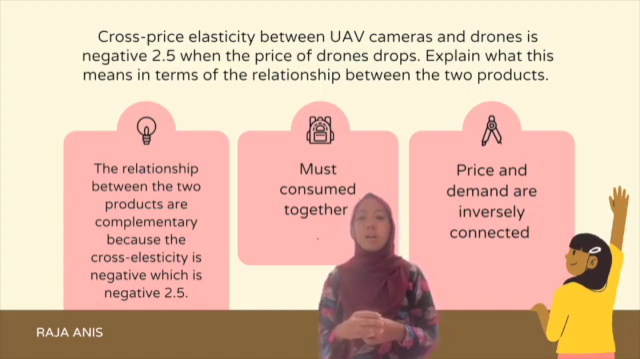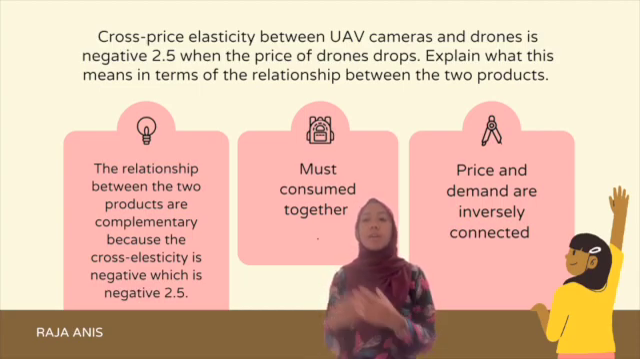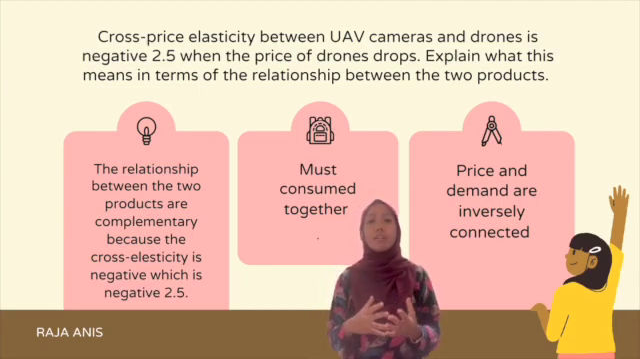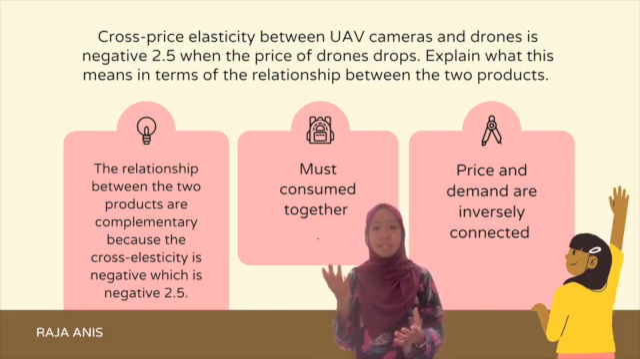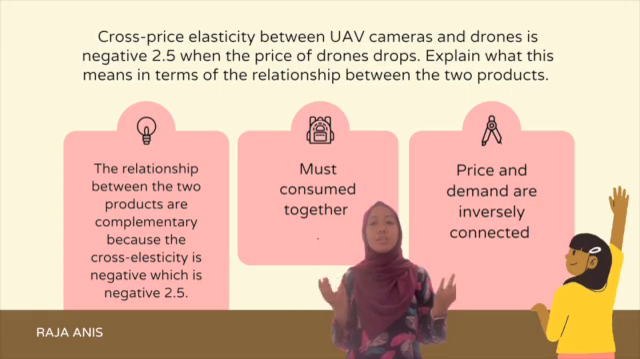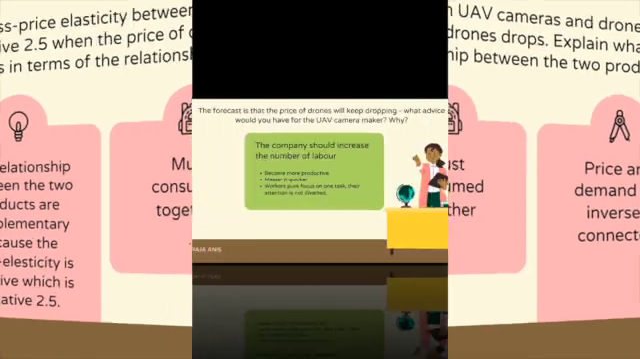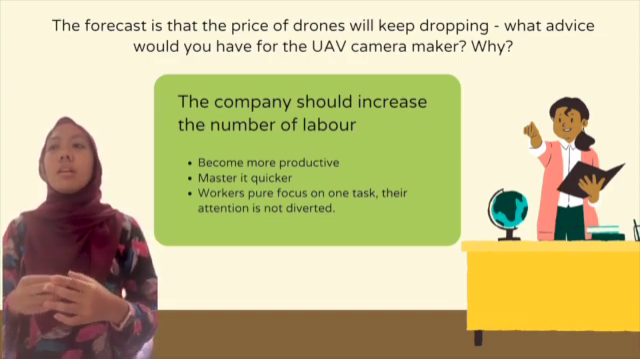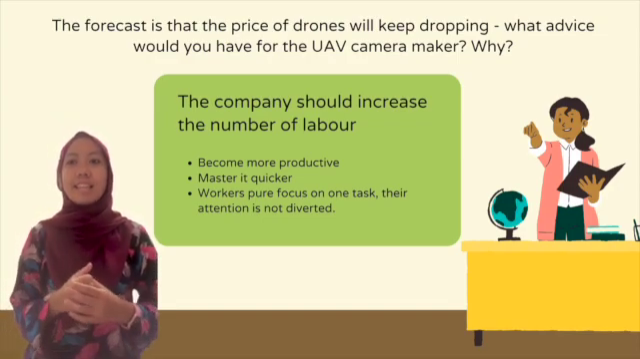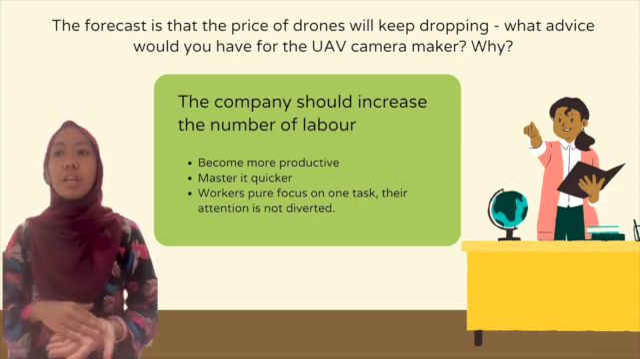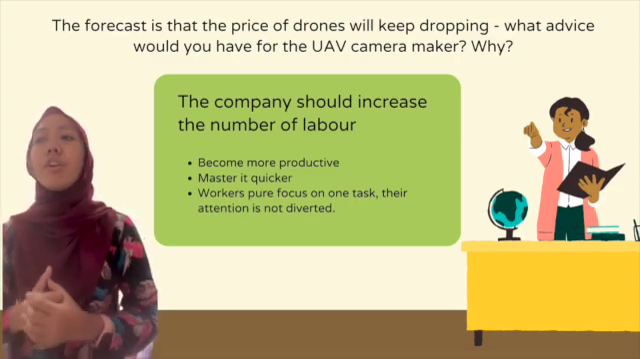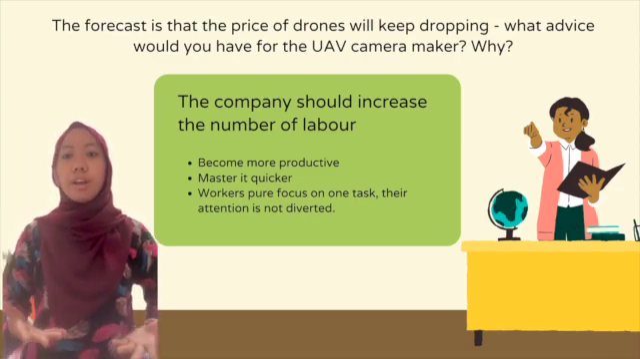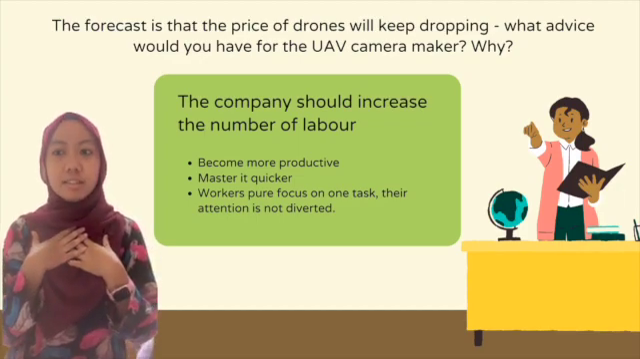So the price of one product and the demand of the other product are inversely related, which means if the price of the UAV camera increases, the demand for the drone will decrease. Next, the forecast is that the price of drones will keep dropping. What advice would you have for the UAV camera maker and why? So this is my answer.